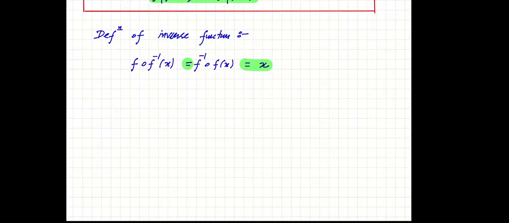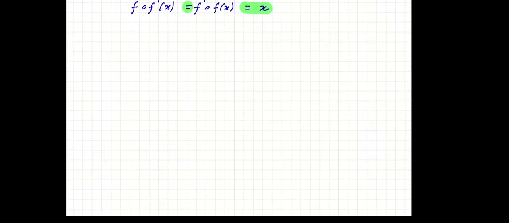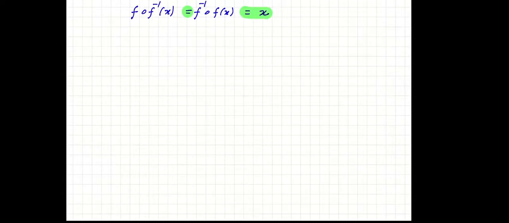Okay. Good. Next one, properties of inverse functions.